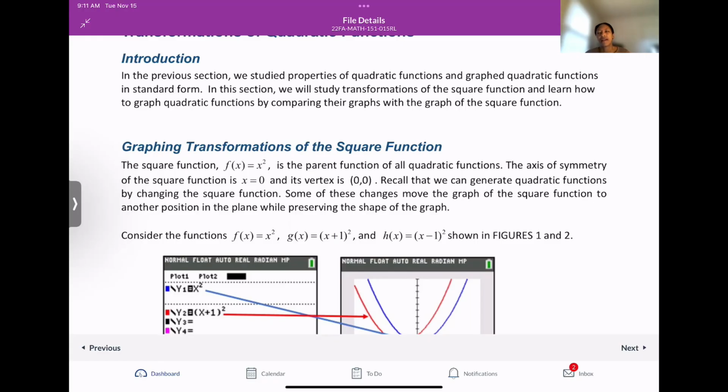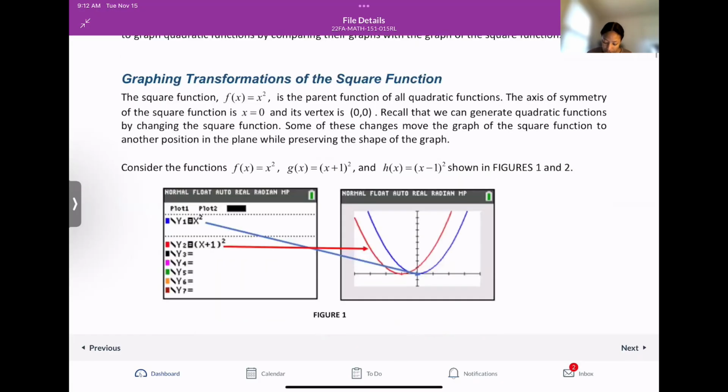So what does this mean? Basically, every single quadratic function is just a shift of x squared. It's x squared shifted up, down, left, right, and then either expanded or condensed. So it's wider or narrower, but it's just a shift of x squared. So we're going to look at a different form of the equation, the vertex form, and talk about how from the vertex form we can identify the vertex and then graph a quadratic function. Okay. Graphing transformations of squares.